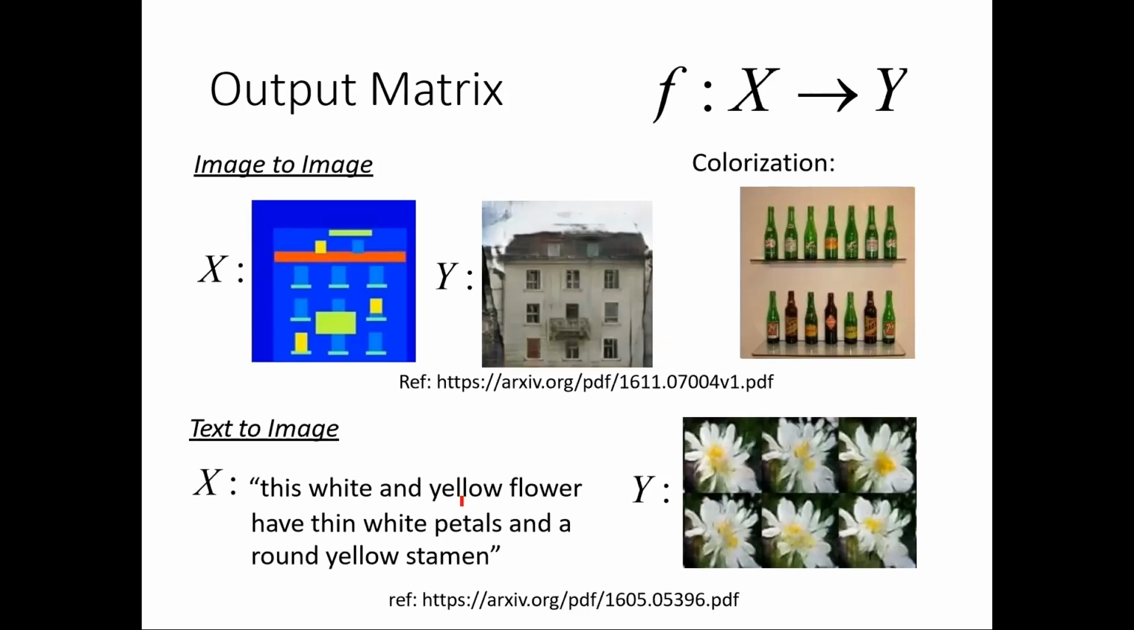Next, what you see is text to image. Say you had a certain sentence in mind and what you really want is a visual representation of it. Often when we are reading books or novels, we tend to visualize the scene because the words have so much depth. Now say you want to visualize it on screen and have a dummy representation of the text. Here the sentence is: this white and yellow flower has thin white petals and a round yellow stem. The output displayed is this kind of a flower.